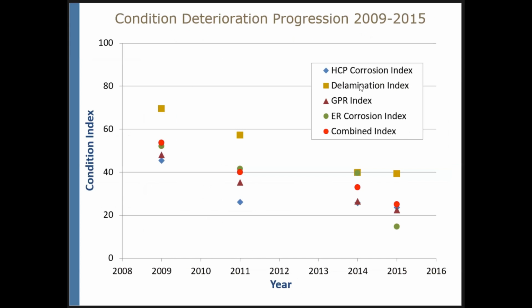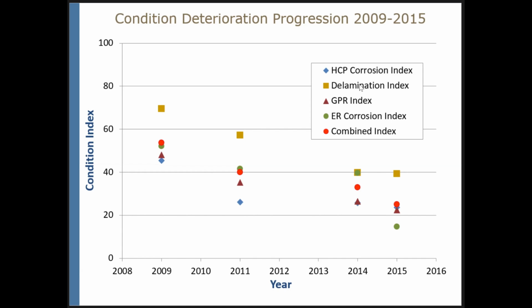So this can be done for every technology, and here you can see summarized condition indices for this particular bridge during those 6 years. There is a very clear and significant decrease in the condition of this concrete bridge deck. And while maybe those points are not sitting on a perfectly smooth curve, they clearly indicate a trend of deterioration.